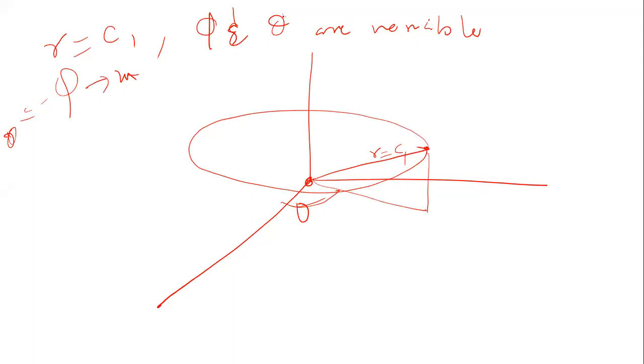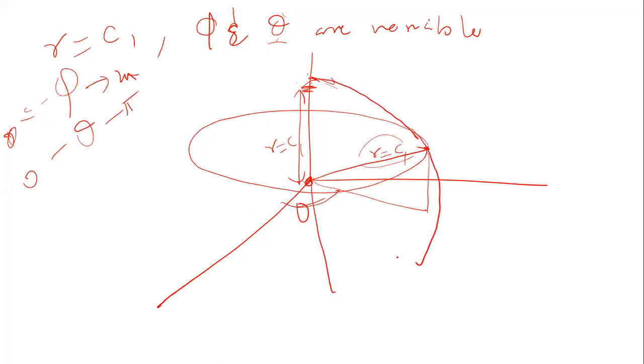If you vary your theta here, once you fix your r, if you vary your theta from 0 to pi, the distance from this origin is also constant here. So if you fix the value of r and vary your theta from 0 to pi, it will make an arc like this. So if you vary your theta here for all this arc, what you're going to get is a sphere.